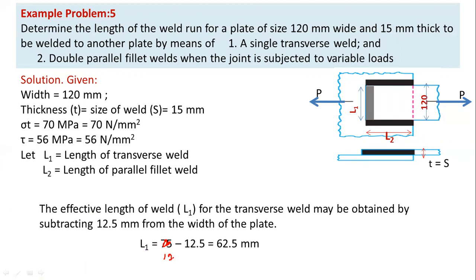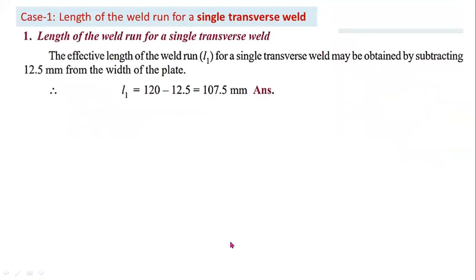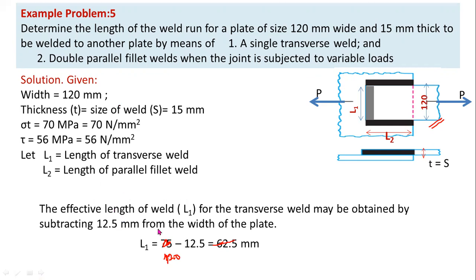Here the width of the plate is 120. So here you can observe, the width of the plate equal 120 minus 12.5. L1 equal 120 minus 12.5 equal to 107.5 mm is the length of the transverse weld. Okay, so this value is wrong.